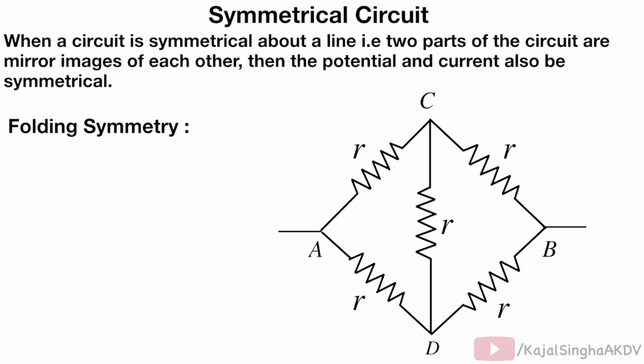Let us replace this resistance of value R by 2 resistances, each of value R by 2, in series connection. That is, if we take 2 resistances, each of value R by 2 in series, then the equivalent resistance will be equal to R. So we replace this resistance R by 2 resistors, each of value R by 2, in series combination between C and D, so that we can easily check the symmetry of the circuit.